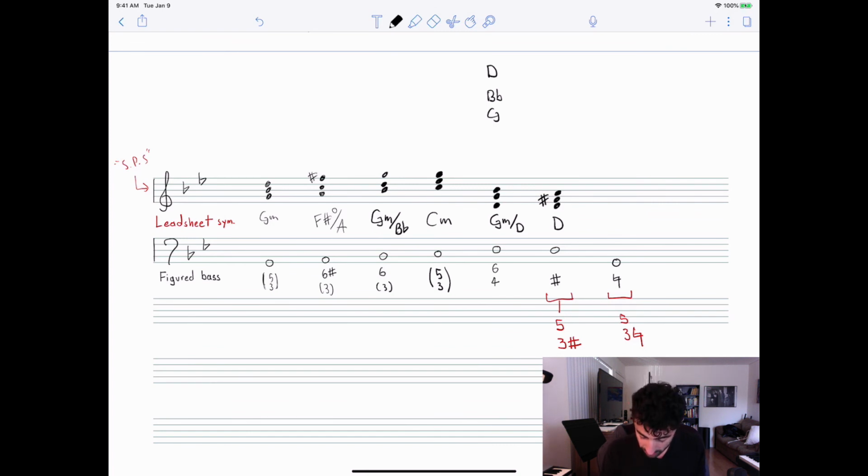This is my bass note. I'm gonna have a third above it, but that third is gonna have a natural. And then I'm gonna have a fifth, that D. What is that chord? It's a G major chord on root position. You wanna hear how this progression would sound?